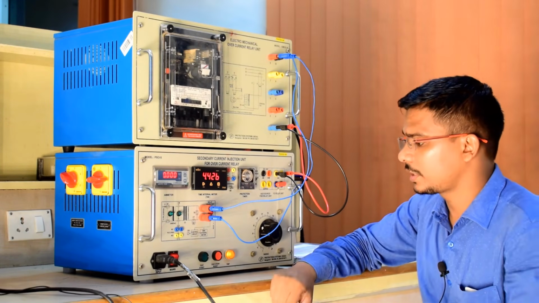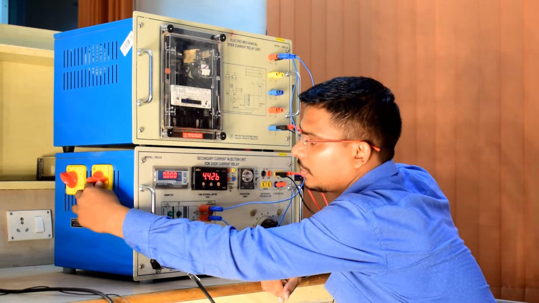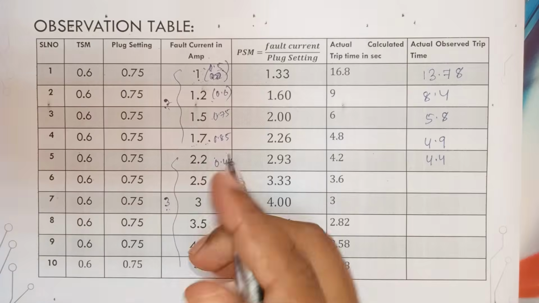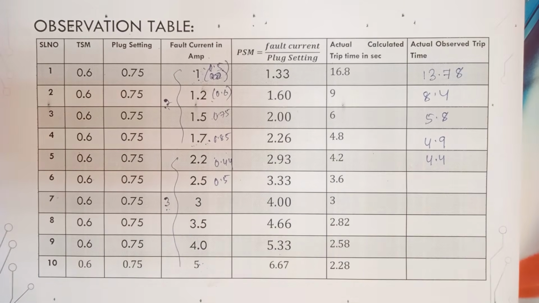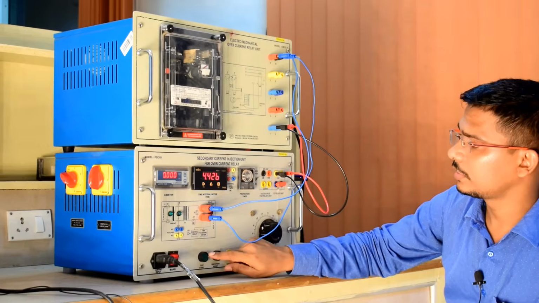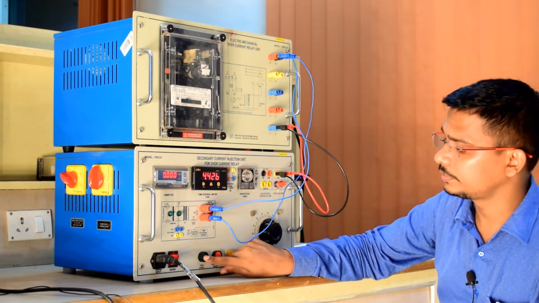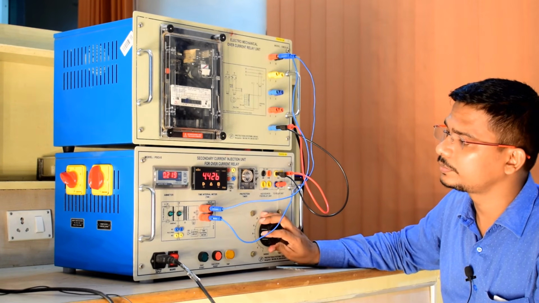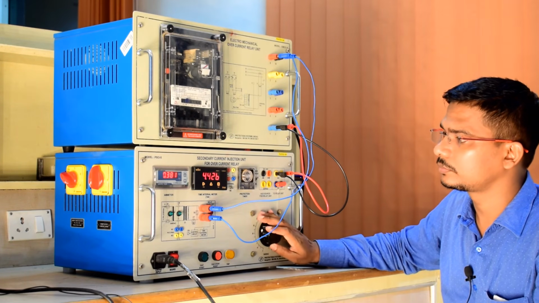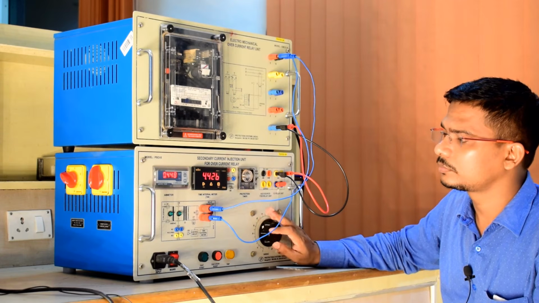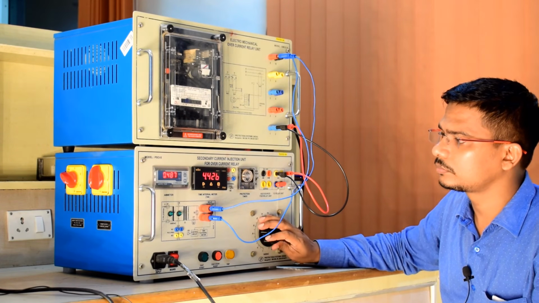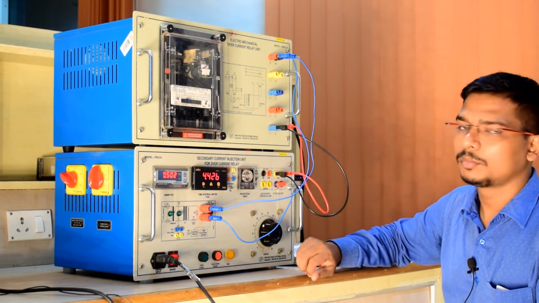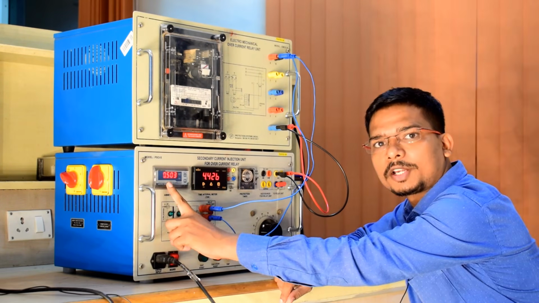Now our next observation is for 2.5. So that means we have to see 0.5 here. So this will be 0, and we have to see 0.5. As you can see, 0.5. We observed here 0.5.